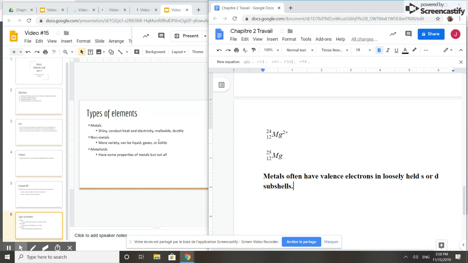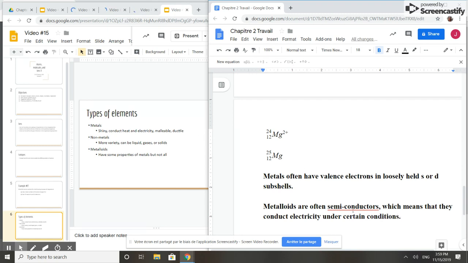And then metalloids, you have a mixture of the two. So metalloids tend to be what's called semiconductors, which means that they conduct electricity at some temperatures or under certain conditions. Those conditions are typically related to the temperature. So typically at high temperatures, they conduct better than at low temperatures.